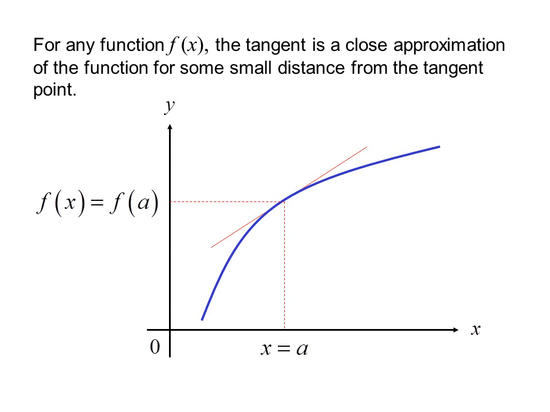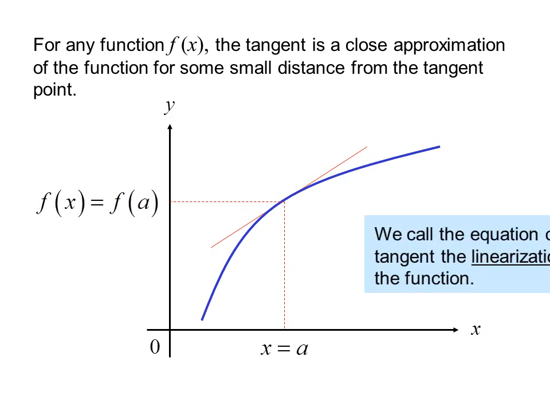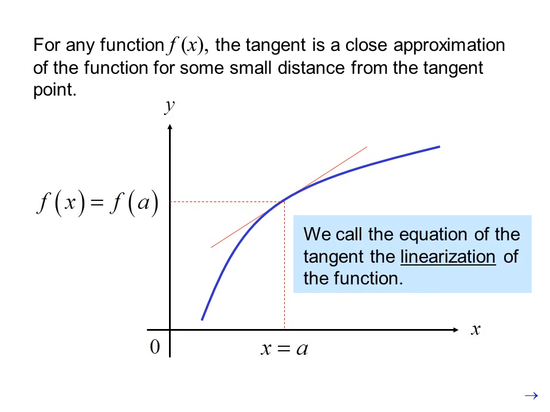For any function f of x, the tangent is a close approximation of the function for some small distance from the tangent point. Here we see if we're close to the tangent point, the red line, which is the tangent, and the blue curve are approximately the same. We call the equation of the tangent the linearization of the function.